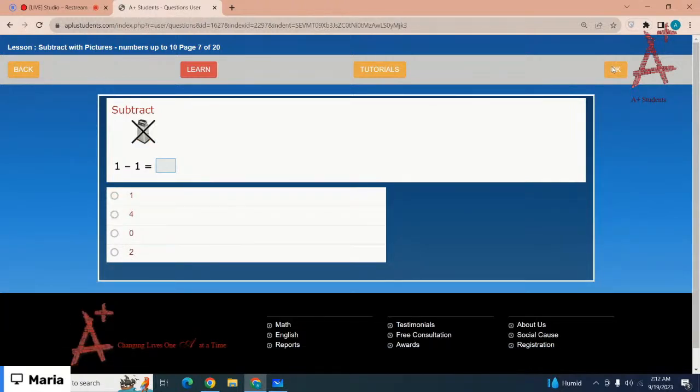Subtract. 1 take away 1. So which is the correct option? Yes, very good. 1 take away 1 equals 0. So the correct option is 0.